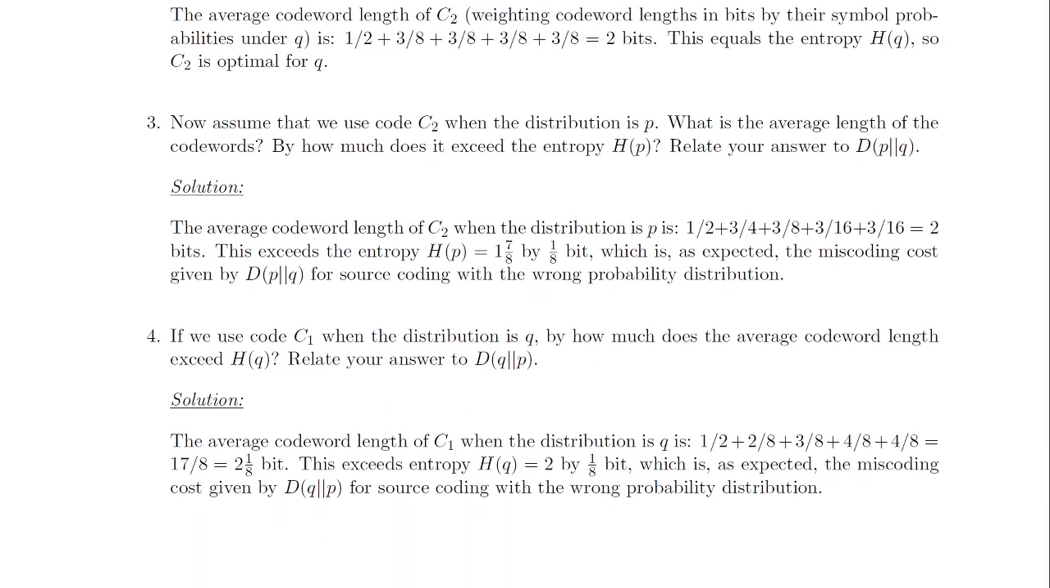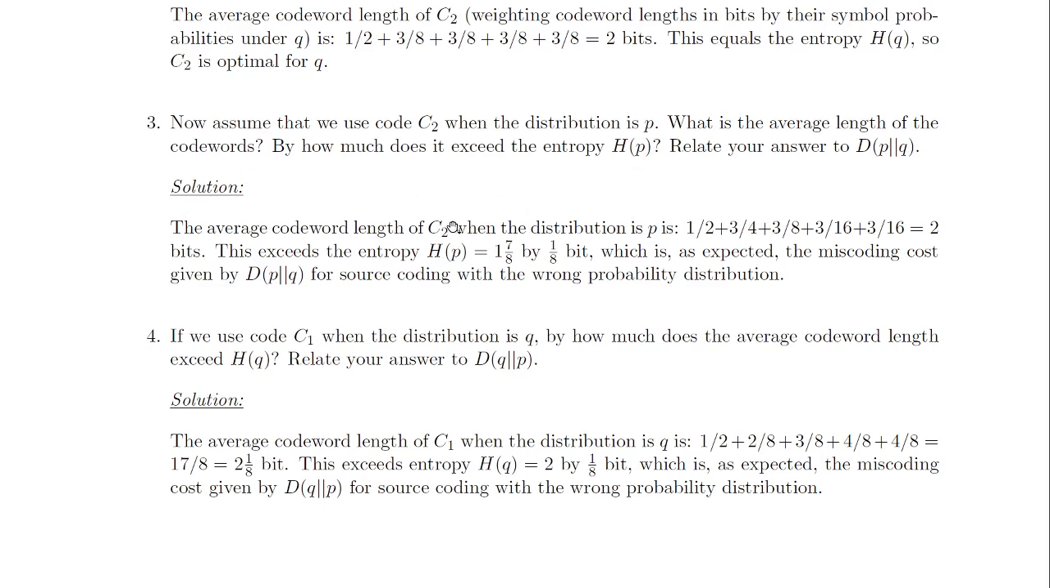Now, suppose that we used a coding scheme assuming the wrong probability distribution. So we'll now imagine that we use coding scheme C2 when the actual distribution is P of X. What is the average length of the code words, and how much does that exceed the entropy of that probability distribution? So this is really just demonstrating the source coding theorem, because you'll end up with an inefficient code, and then this KL distance will tell you exactly by how much your code is inefficient.